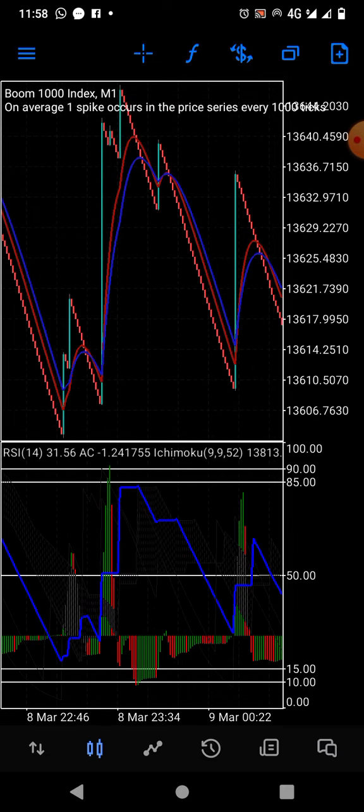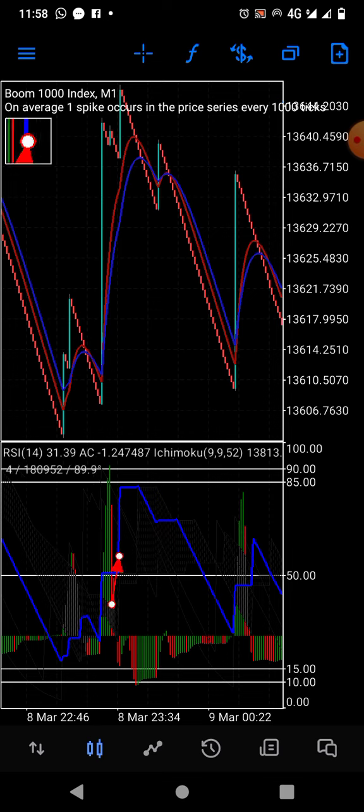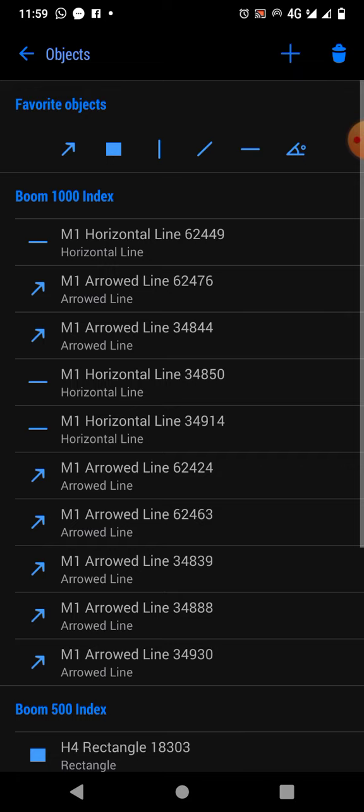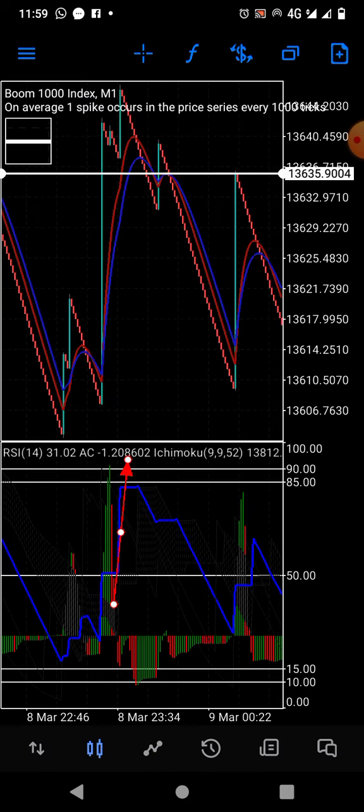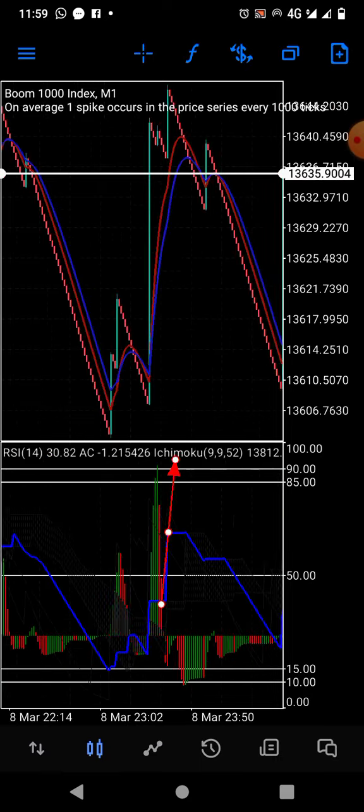So here again, you have it just like that. Now you have that spike touching our sell zone, guys. Once it touches that sell zone and the Ichimoku touches too, you go for your sell when the moving average is crossed. So you take your sales.